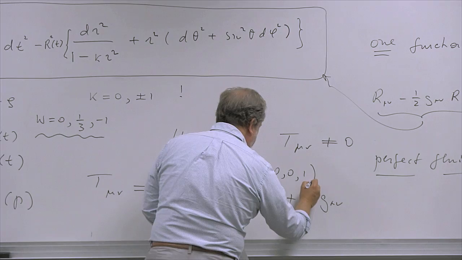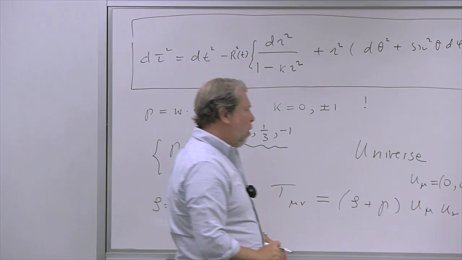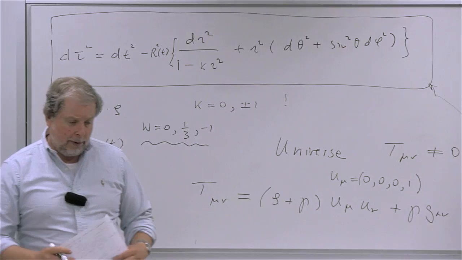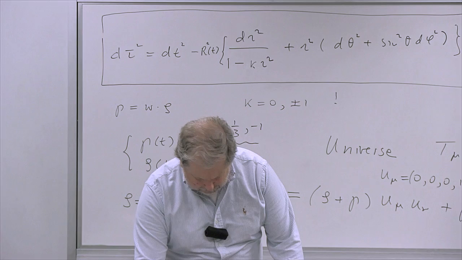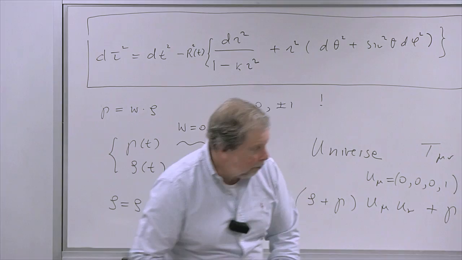So the four-velocity will have spatial components which are 0, and the time component which is 1. Remember, the square of the four-velocity is always equal to minus 1, and so that is all there is to it. And the fact that they will be functions of t only will also simplify the solution of the field equations by quite a bit.